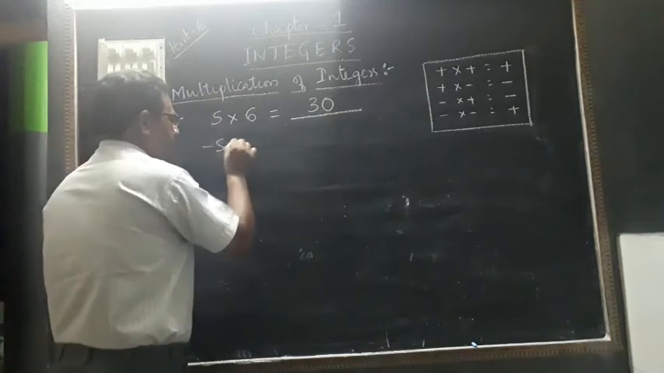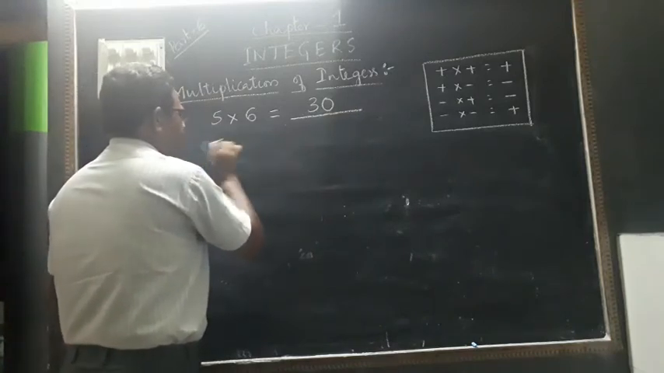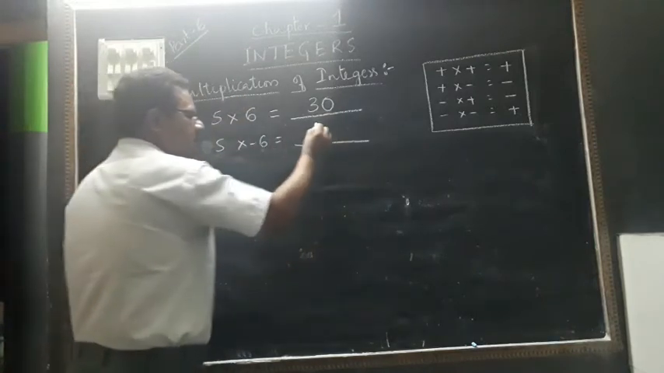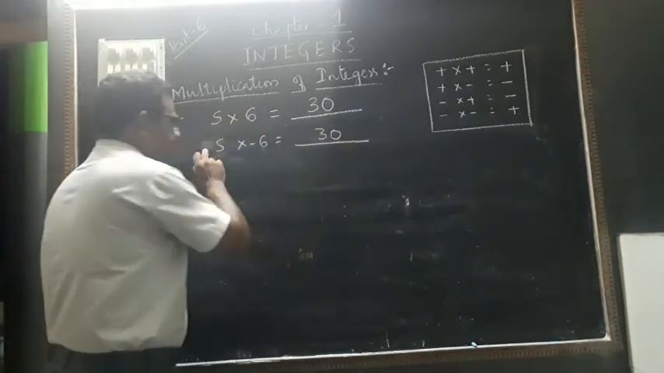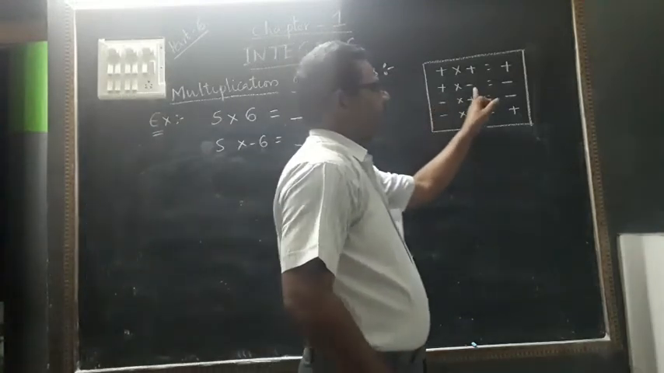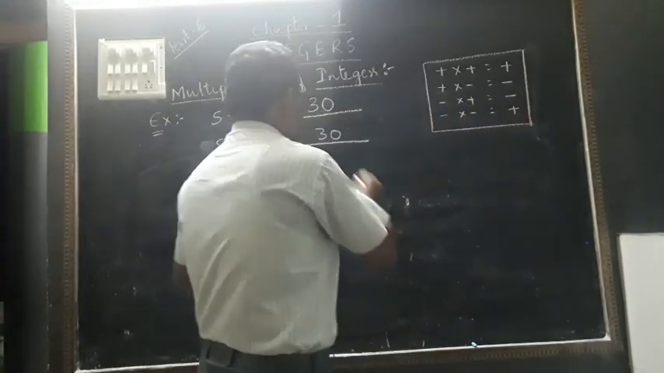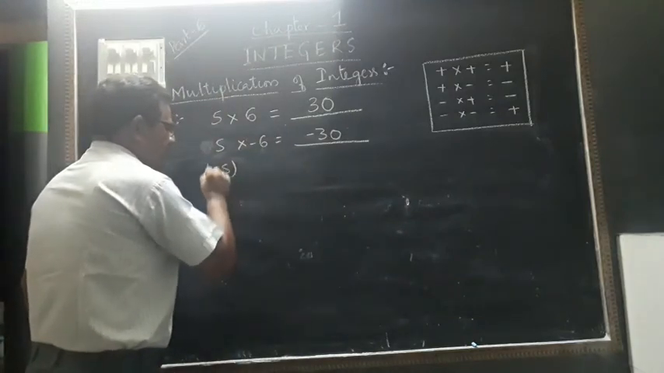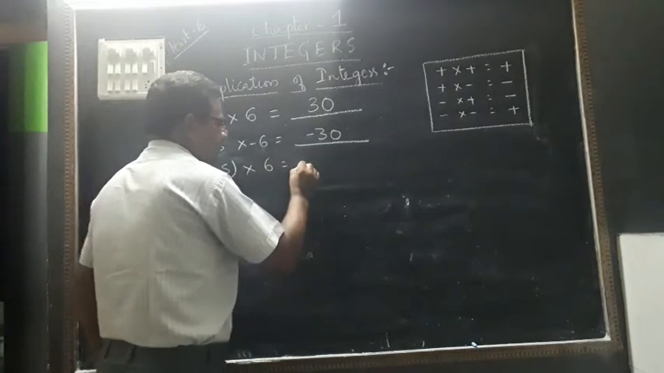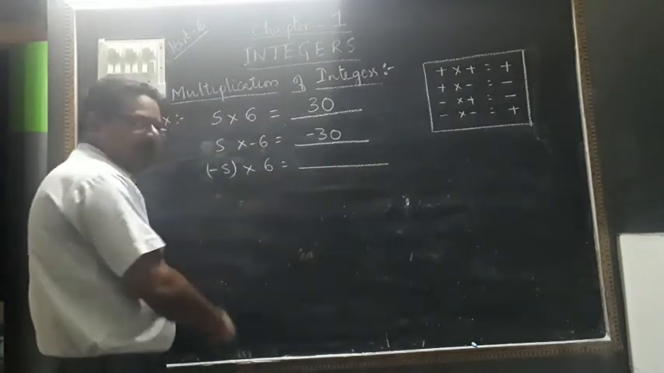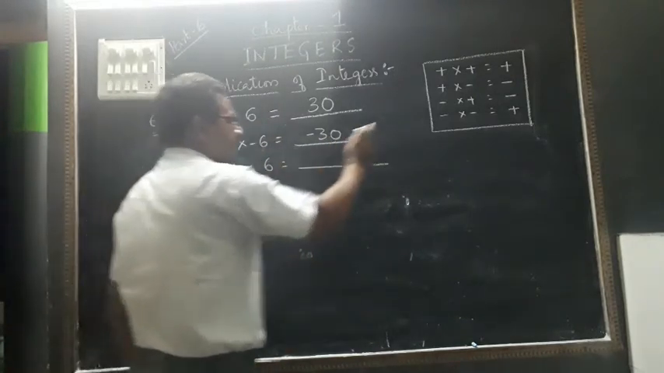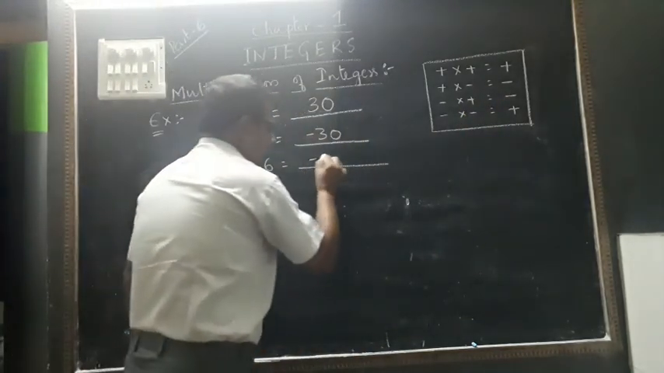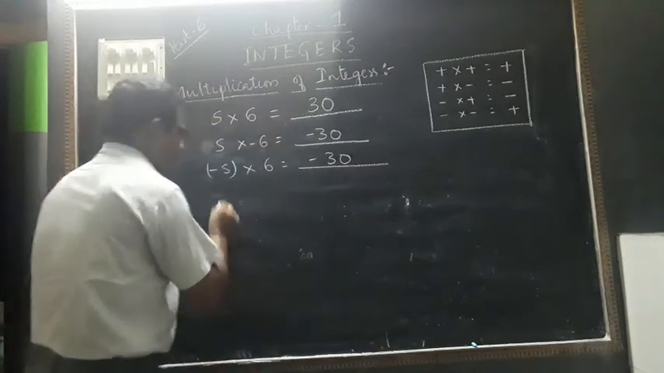Here the second case I have taken plus 5 into minus 6. 5 6s are 30, we know. Plus into minus, second case, plus into minus is equal to minus. So minus 30. In the third case, minus 5 into 6, 5 6s are 30, we know. And minus into plus is equal to minus. Okay. So again we get minus 30.